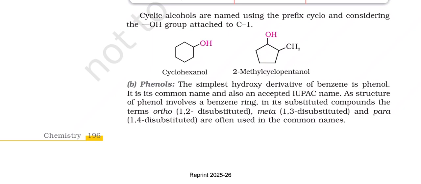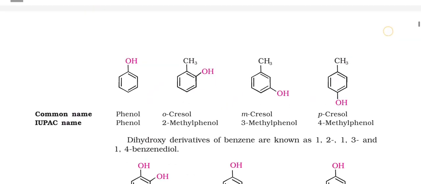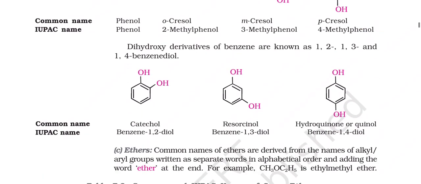Cyclic alcohols are named using the prefix cyclo and considering the OH group attached to C1. Phenols. The simplest hydroxy derivative of benzene is phenol. It is its common name and also an accepted IUPAC name, as the structure of phenol involves a benzene ring in its substituent compounds. The terms ortho (1,2-disubstituted), meta (1,3-disubstituted), and para (1,4-disubstituted) are often used in the common names.